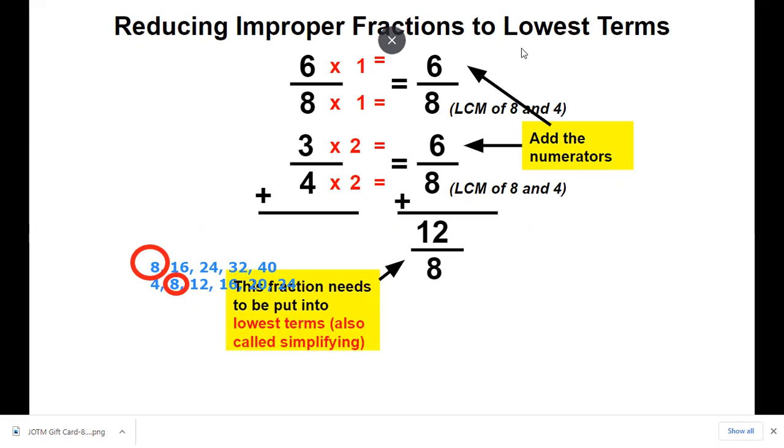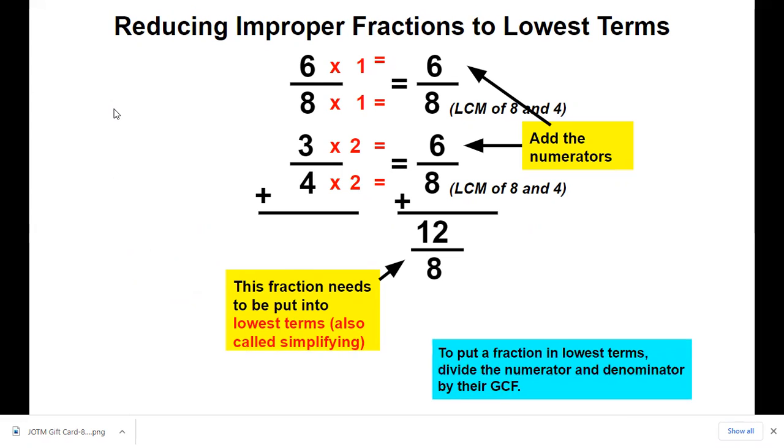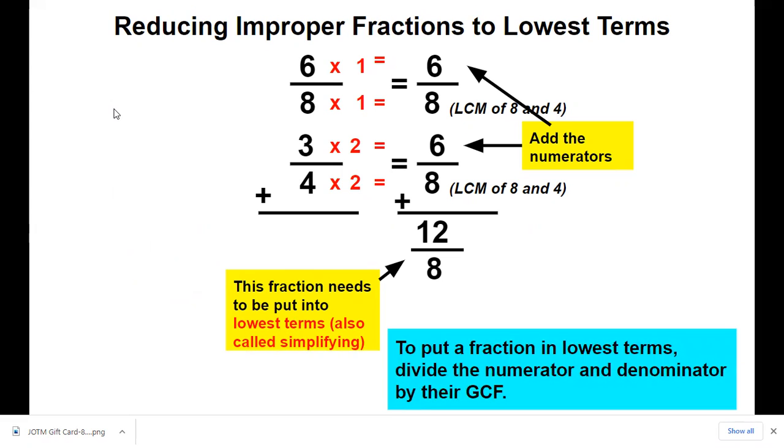So let's do that first. You can do it second sometimes, or you can do it first. We're going to do it first. I'll show you the other way later. To put a fraction in lowest terms, divide the numerator and the denominator by their greatest common factor. So how do we find the greatest common factor?